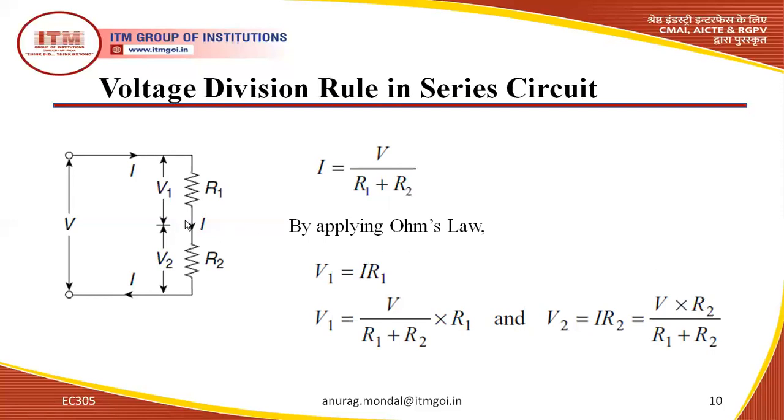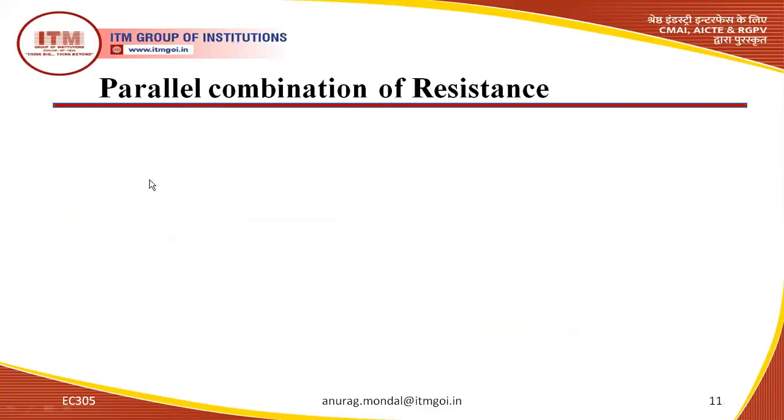So, what is the voltage of V1? That is the current flowing across this R1, that is V upon R1 plus R2, multiplied by this resistance. So that is the voltage divider rule, or the voltage across each and every resistance. Move on to the parallel combination of resistances.